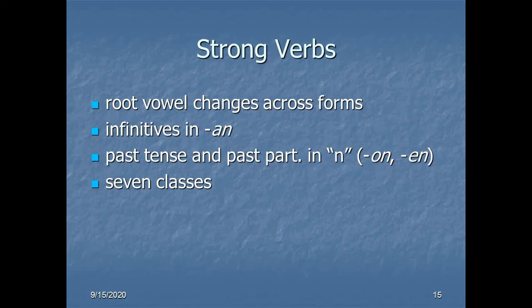Their infinitives were always in an. Now, you probably noticed that hieran, a weak verb, is also in an. Most of them are in ian. So basically it's like this. If a verb's infinitive is in ian, it is always weak.